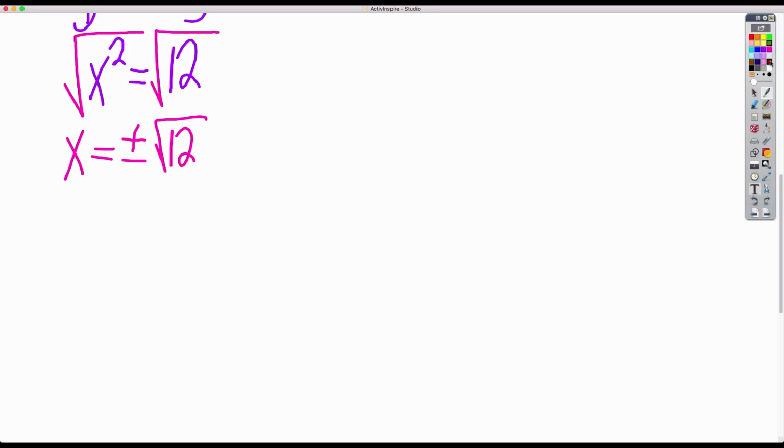Plus or minus 1. What can we split 12 into? Plus or minus 2 radical. So we split it into the square root of 4 times the square root of 3, and then the square root of 4 equals 2.